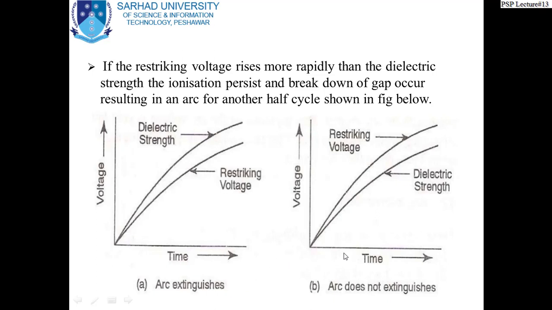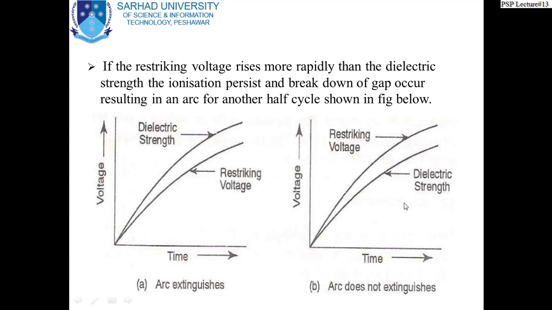Now the second graph shows that if your recombining rate is not enough or it is slow, or if the cooling of that particular medium is not enough, then of course the restriking voltage will be more than the dielectric strength of the medium, and of course the current will continue for another half cycle. It is the story only between two zeros, a half cycle, one side, another side, that is a 1 by 100 seconds phenomenon. So the arc does not extinguish, right?